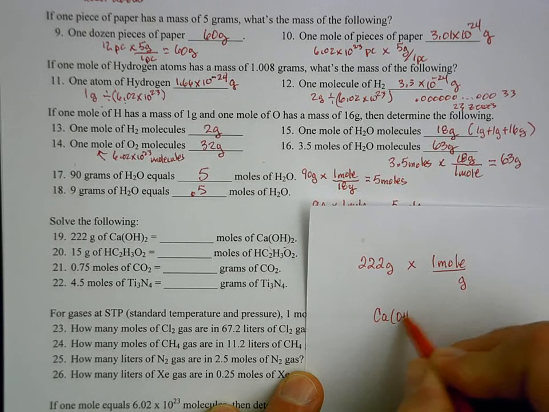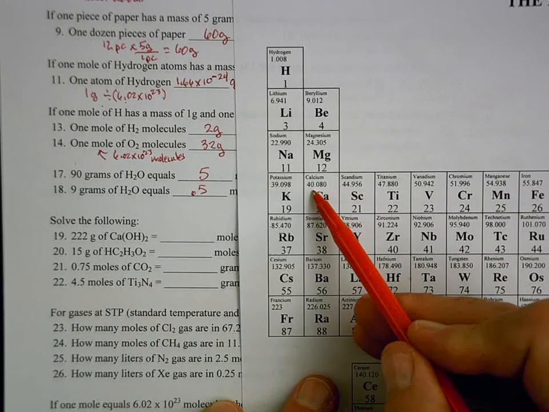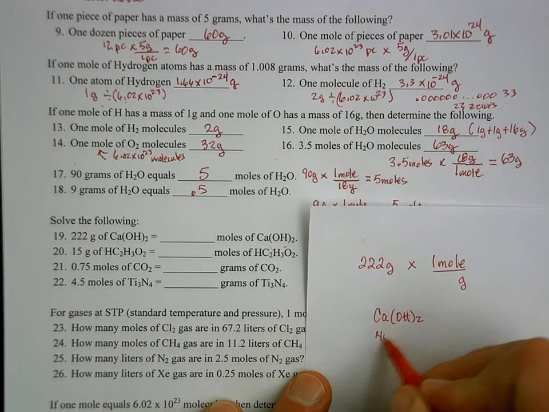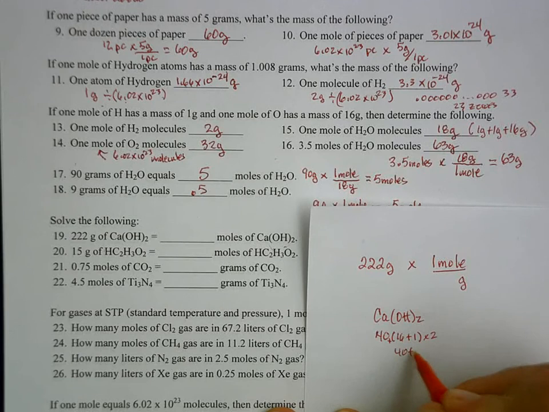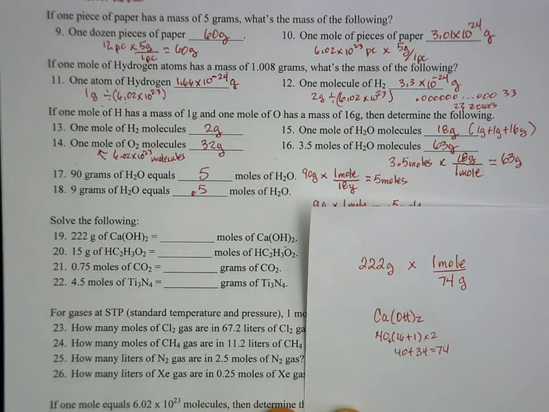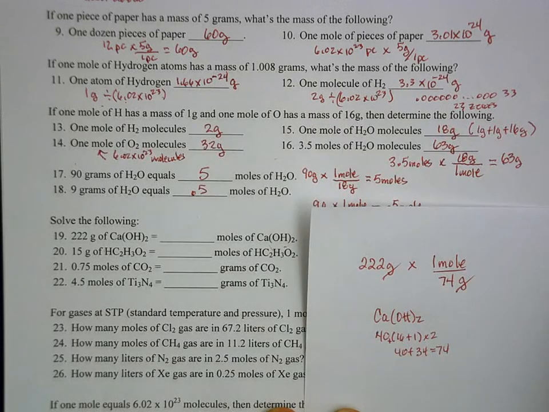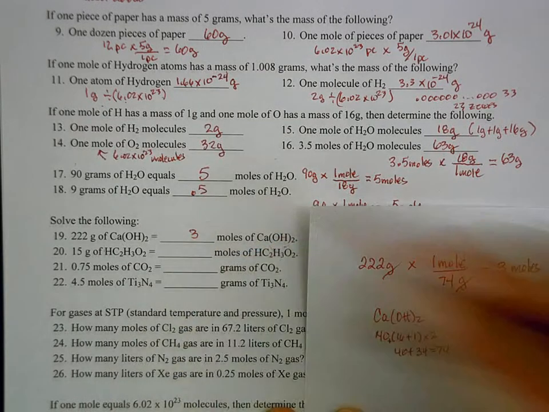Well, Ca(OH)2, and again, if I look at my periodic table, the mass of Ca is 40. We can go ahead and round that off. So that's 40. The oxygen is 16 and one for hydrogen, and there's two of them. So basically, we're talking about 40 plus 34, or 74. So 74 is what we're going to be dividing by. So 222 times 1 mole, the grams will cancel out, and I'll be left with basically 3 moles. So this first one is 3 moles.